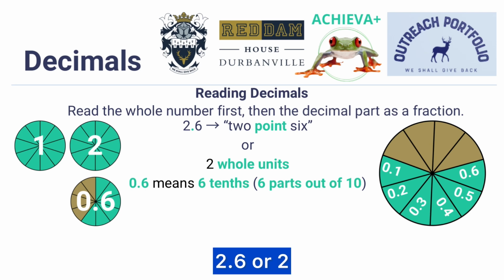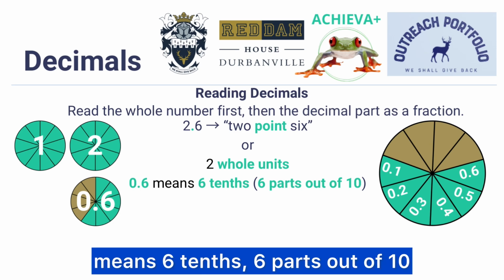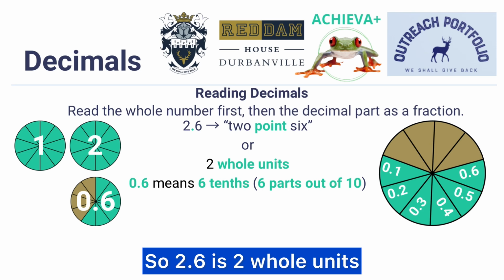2.6 is 2 whole units, and 0.6 means 6 tenths, 6 parts out of 10. So 2.6 is 2 whole units and 6 parts out of 10.